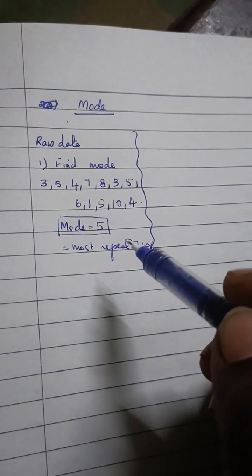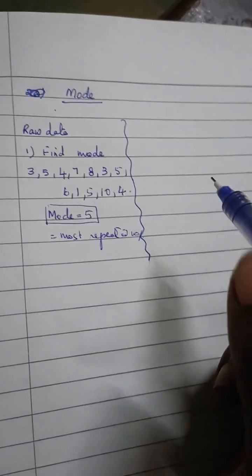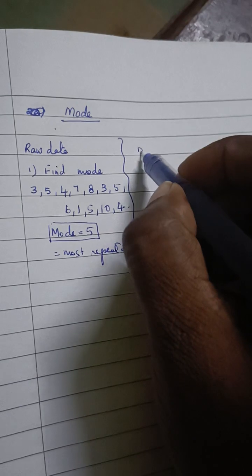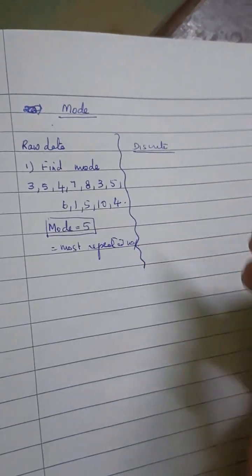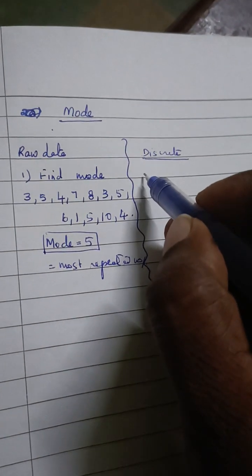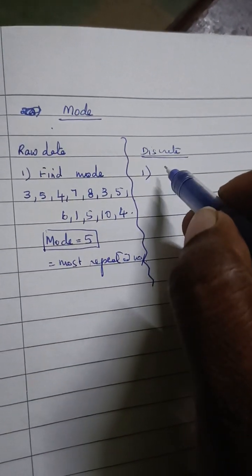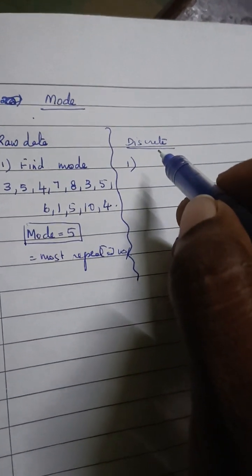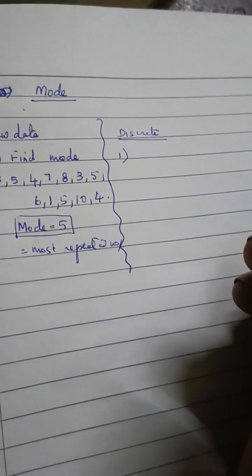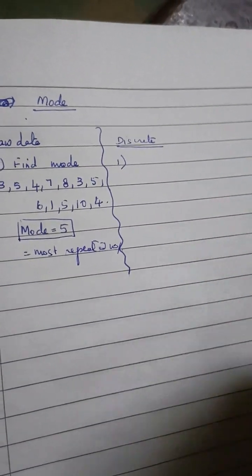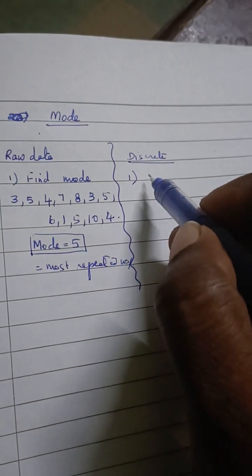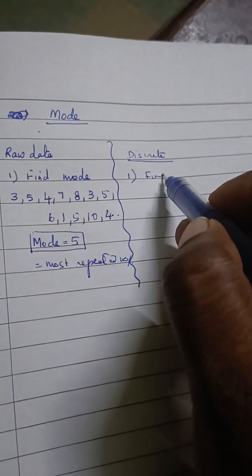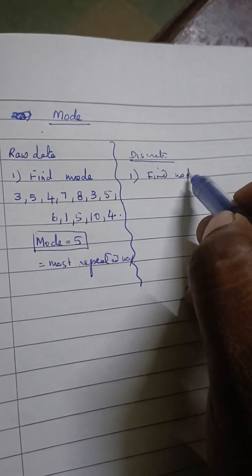Now this is done for raw data. Now we're going to see it for discrete data. For a discrete table, how do we find the mode? Again, very similar. It's very easy if the problem is symmetric in nature. If it is one-sided, then we can't use this method. We have to use the grouping method. Okay, so I won't do that. We'll go for a very moderate problem.